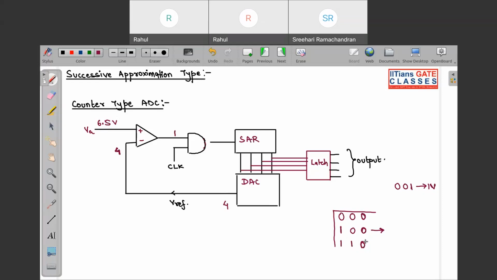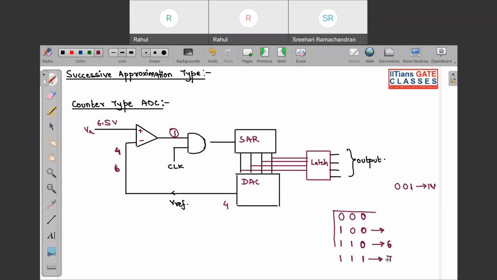So for this bit position, what will this DAC produce? It will produce 6. So again this 6 volt will be fed back over here. You can see that this 6.5 is greater than 6, so the output of this comparator is going to be 1. And if this is 1, the next clock cycle will again be supplied to the SAR.